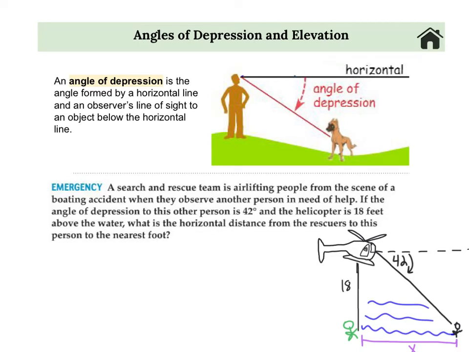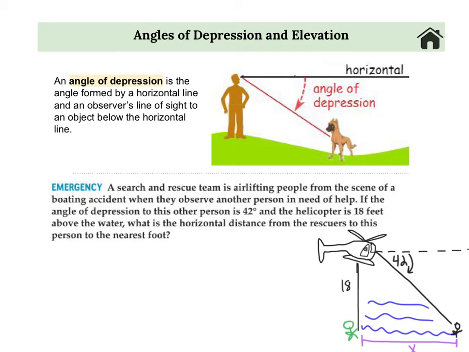Hey everybody, so today we are talking about the angles of depression. Yesterday we talked about the angles of elevation, so we're just going to look at the opposite side of that, so the angle of depression. We are told that an angle of depression is the angle formed by a horizontal line and the observer's line of sight as it goes down to an object below that horizontal line. Okay, so the angle of depression decreases below your horizontal line.